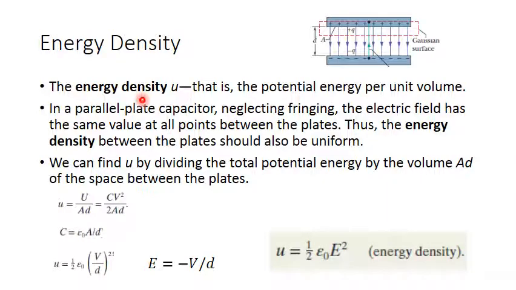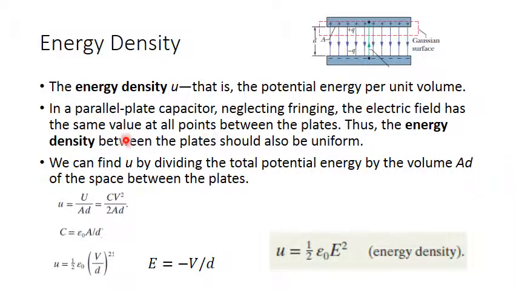The question now is, what is the energy density inside the capacitor? Energy density here is the potential energy per unit volume. Assuming that we are talking about a parallel plate capacitor, it is composed of two plates, each with area A, separated by a distance d. So the volume of this capacitor is A multiplied by d. Now, by dividing the stored energy in the capacitor by its volume, we obtain what we are calling energy density.